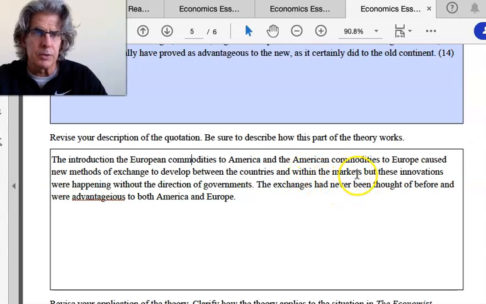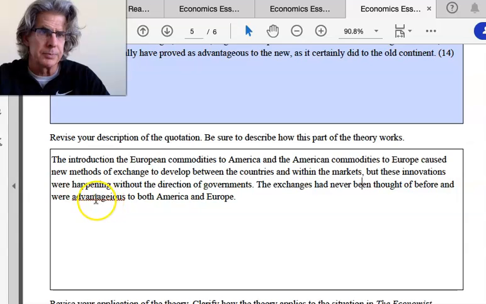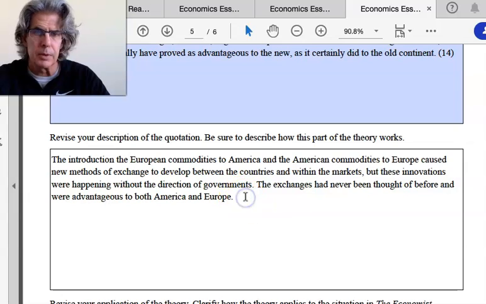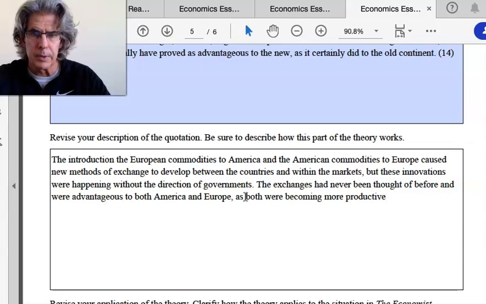But these innovations were happening without direction from governments. Okay? The exchanges had never been thought of before and were advantageous to both America and Europe, as both were becoming more productive, increasing their demand.